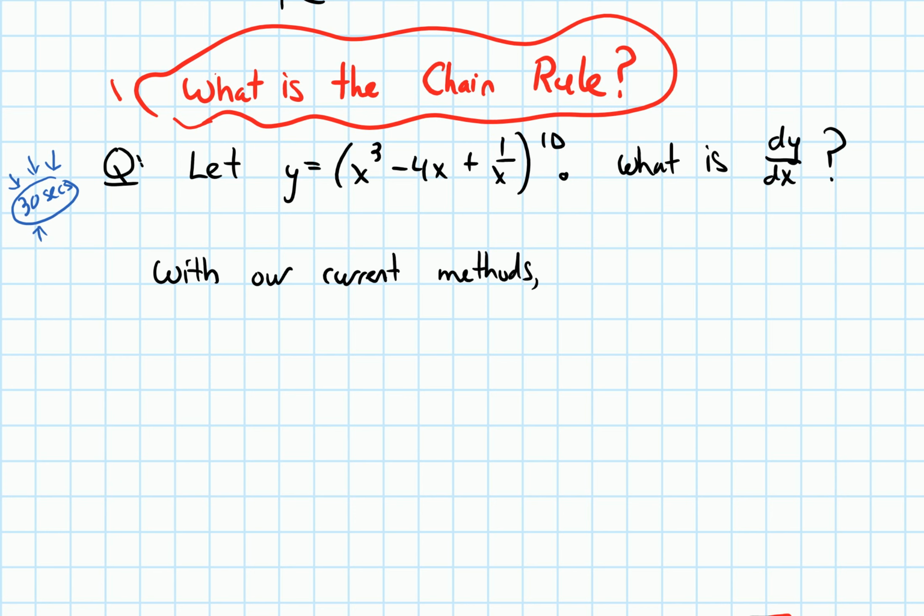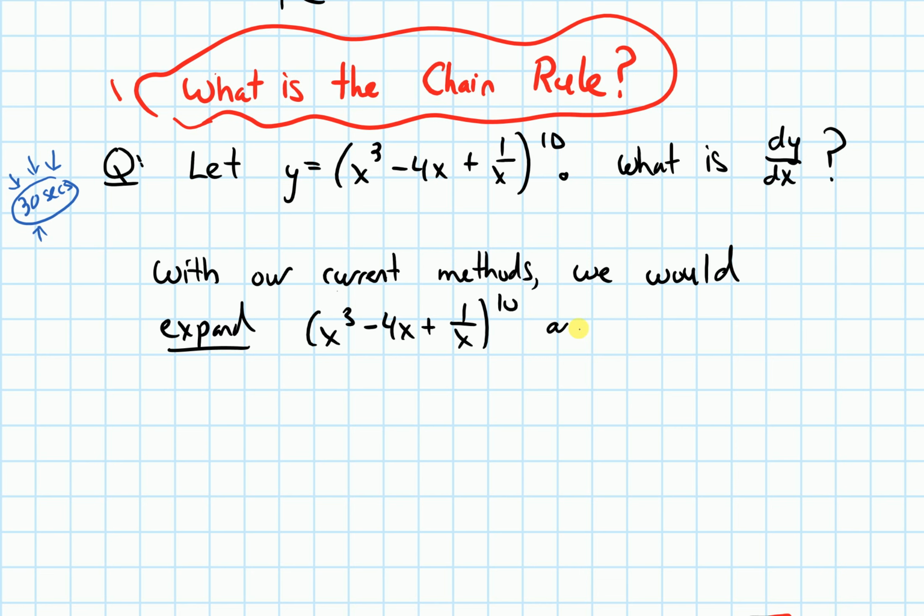With our current methods, we would expand x to the third minus 4x plus 1 over x to the 10th power. So that means when I have this thing to the 10th power, that means multiply it by itself 10 times. So this whole thing, x cubed minus 4x plus 1 over x, times itself, times itself, times itself 10 times, we'd have to multiply that whole thing out. And then, and only then, would we be able to take the derivative.